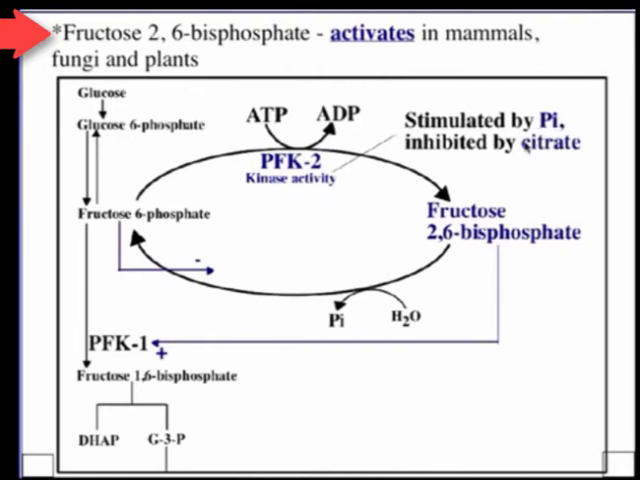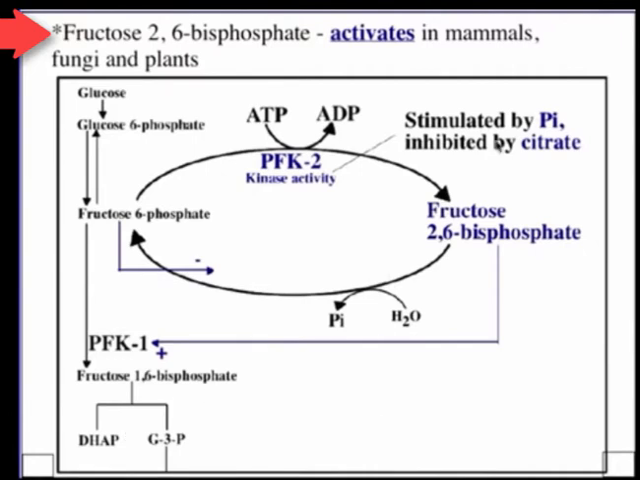stimulated by inorganic phosphate and inhibited by citrate. So inorganic phosphate, right, think about that. Let's think this through. Inorganic phosphate would be high when ATP is low. So inorganic phosphate would say, whoa, we need more ATP, so it would encourage the formation of fructose 2,6-bisphosphate, which would then feed-forward activate PFK1, which would then upregulate glycolysis, which would lead to more ATP, right?